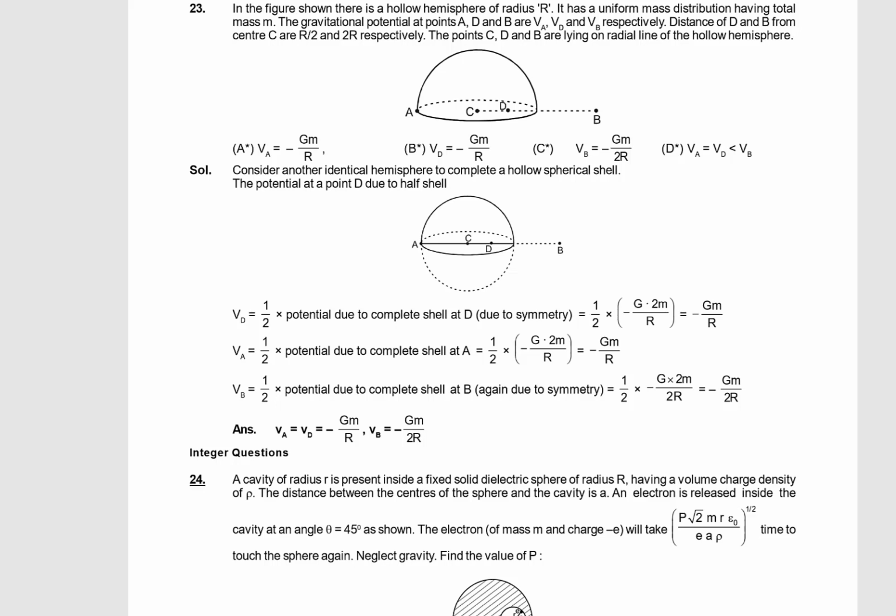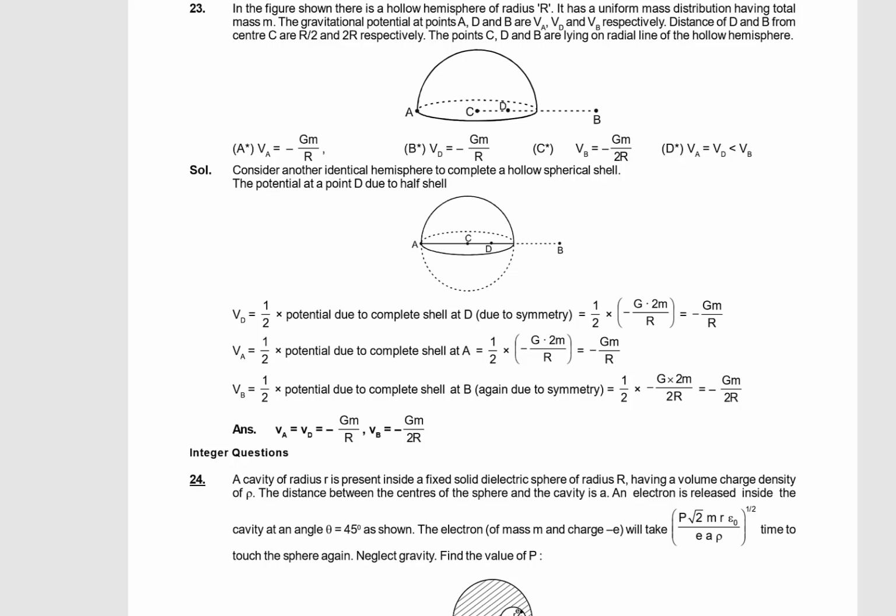We have to compare potential at different points. At point C, definitely, potential will be minus GM by r because the whole mass is at the same distance r, right? Now we'll see that at points C and D, in fact on that whole diametrical plane, potential will be the same, equal to minus GM by r.